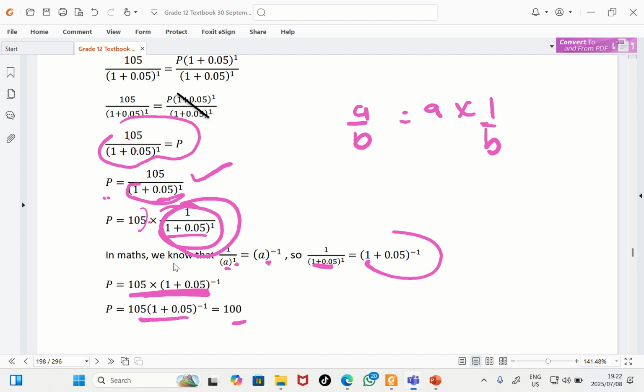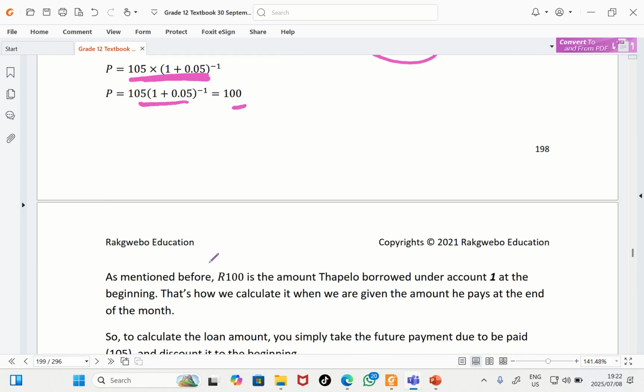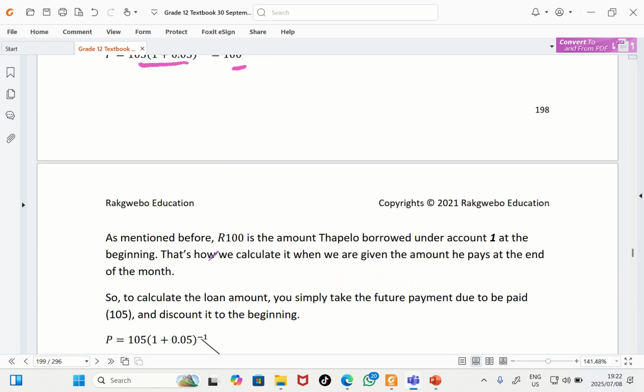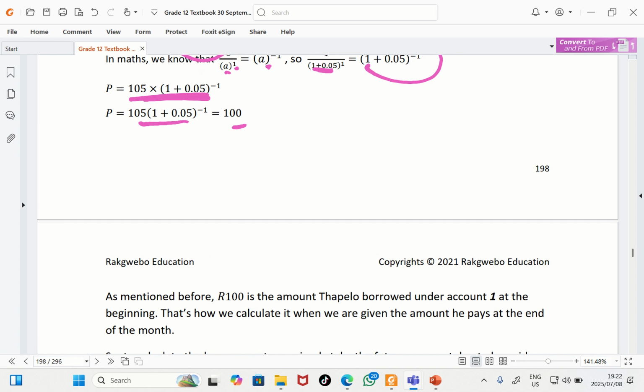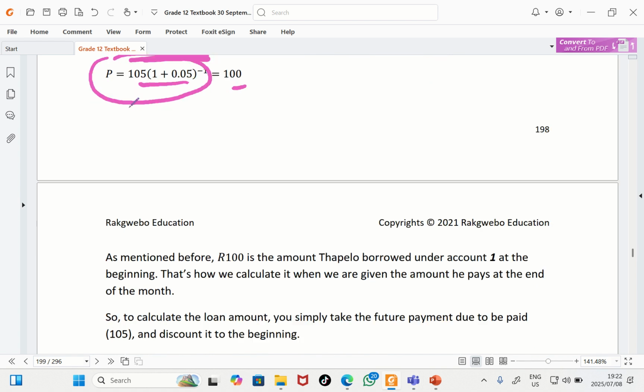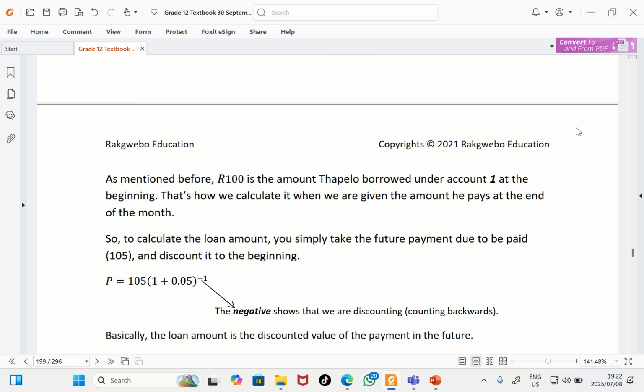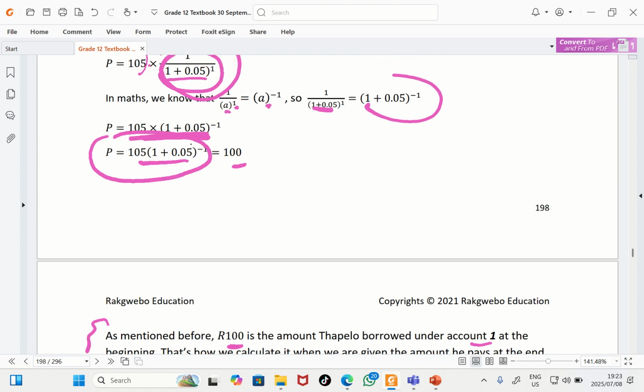Okay, so we go down, and then I want you guys to notice something there on this line here, this expression. I'm gonna rewrite it there at the bottom, and I want us to read the statement. Or let's read from here so that you guys see what's going on. It says, as before, 100 rands is the amount Tapelo borrowed under account 1 at the beginning. Okay, that's how we calculate it when we are given the amount he pays at the end. So that's literally what I just explained. That's how we calculate it.